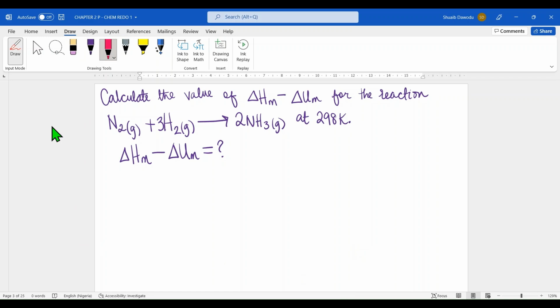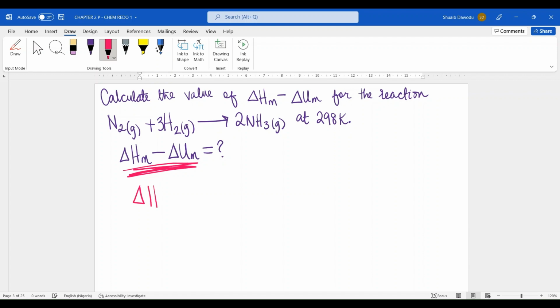Today we're going to be working on the question on your screen that says: calculate the value of the change in molar enthalpy minus the change in molar internal energy for the reaction N2 gas plus 3H2 gas gives us 2 molecules of ammonia gas at 298 Kelvin. So basically, this is what we're supposed to calculate, which is simply the change in molar enthalpy minus the change in molar internal energy.